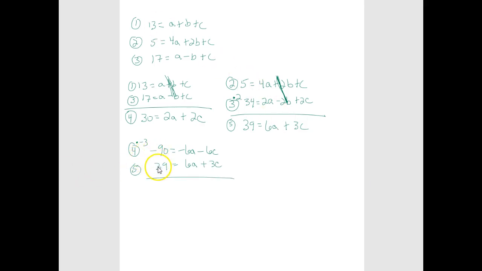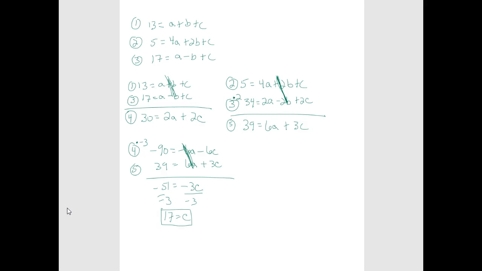So negative 90 plus 39 is negative 51. Negative 6a plus 6a is 0. Negative 6c plus 3c is a negative 3c. Now I can get c alone, just divide both sides by negative 3. Negative 51 divided by a negative 3 is a positive 17. So there's 1/3 of my answer here.